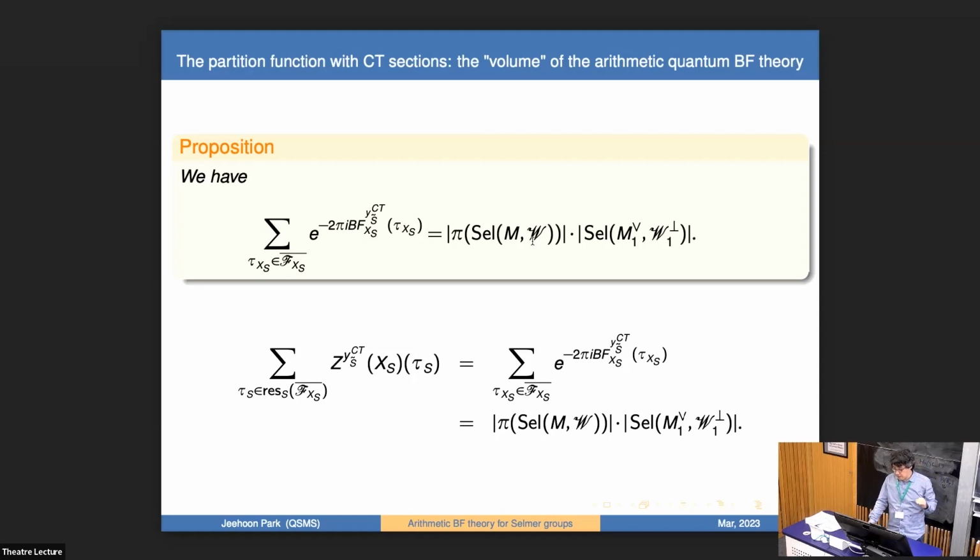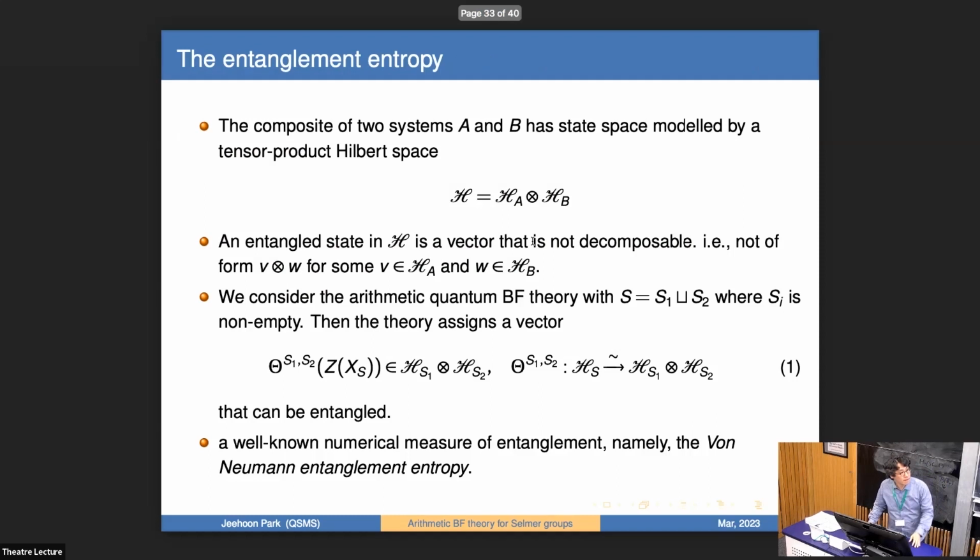So I think I can compare this formula with Carson Kim's formula. Now, I think I have one minute, so I'm a little bit behind. But here, this is sort of a new invariant to mathematicians, I guess. Without physics, people would never consider it. And Min-Young suggested to compute the entanglement entropy in the arithmetic Chern-Simons theory.